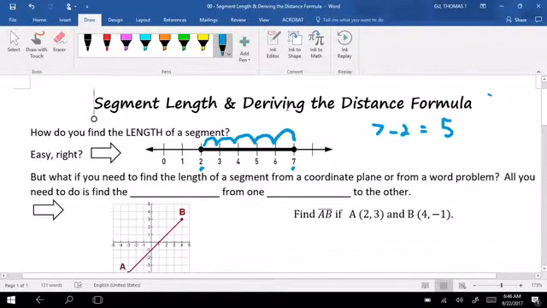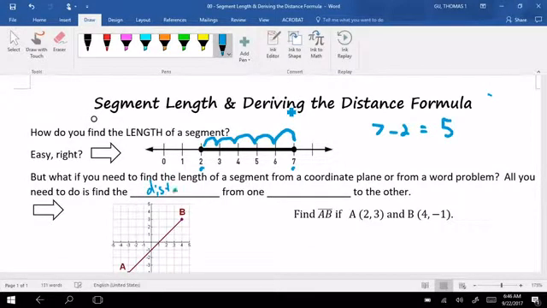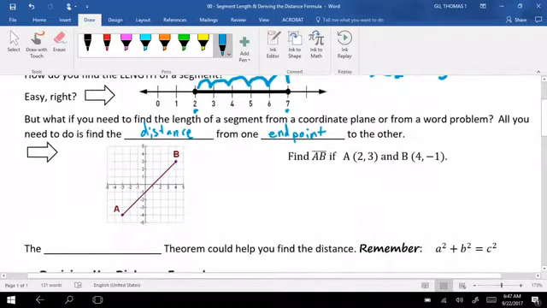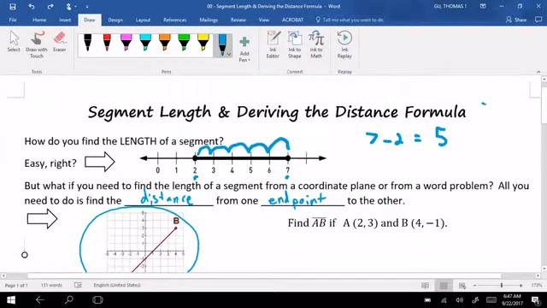But what if you need to find the length of a segment from a coordinate plane or from a word problem? All you need to do is find the distance from one endpoint to the other. So for example, right here, look at this coordinate plane. That's this grid right there. That's what we call in math a coordinate plane.